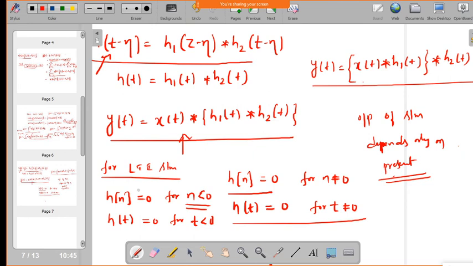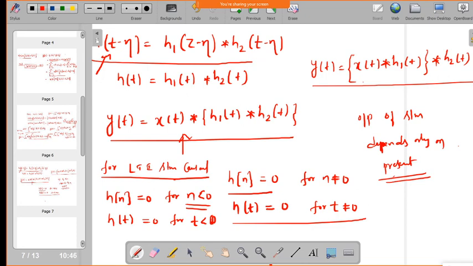So if the LTI system is said to be causal, then h of n should be equal to 0 for n less than 0. And similarly for the continuous time case, h of t equals 0 for t less than 0. Then we can call the LTI system a causal system. This is the condition for the causal system in the LTI system case. So this is about the causal system and the memoryless system.